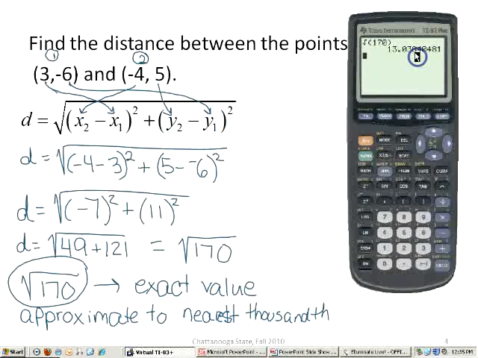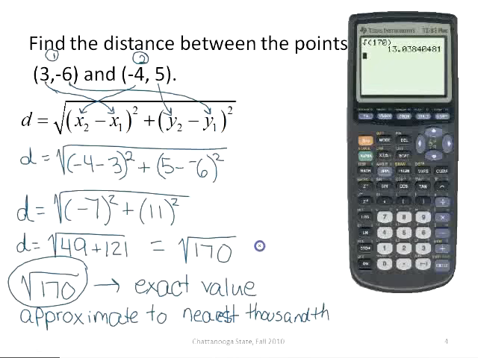hundredths, thousandths place. The thousandths place is the third place behind the decimal point. So the digit right after that is a 4. That tells me I do not need to round that up. So I would approximate this value to 13.038. So that would be an approximate answer, and the square root of 170 would be the exact answer.